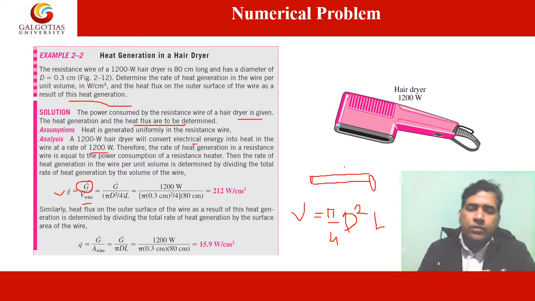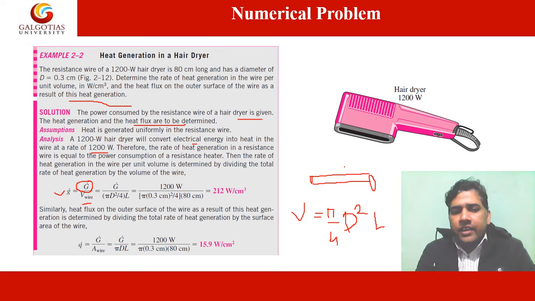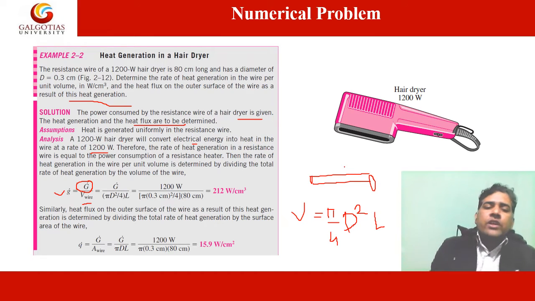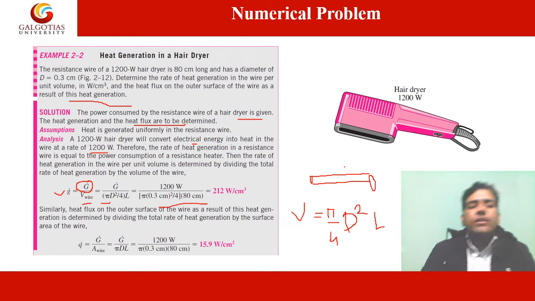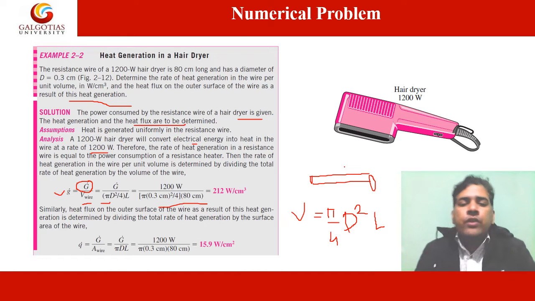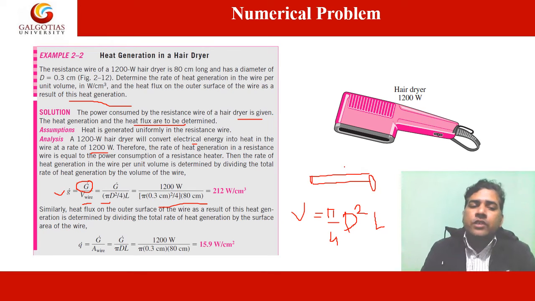If the length of the cylinder is L and D is the diameter, then this will be the volume of the cylinder, and wires are basically of cylindrical shape. That is why this formula is used for finding the volume of the wire. Now all the values are known to us, so we will put all the values, and since the values are in centimeters, the final value of the heat generated per unit volume comes out to be 212 watt per centimeter square.